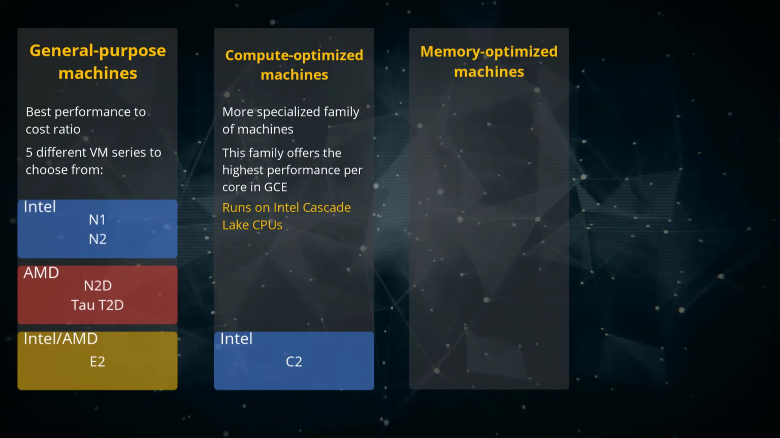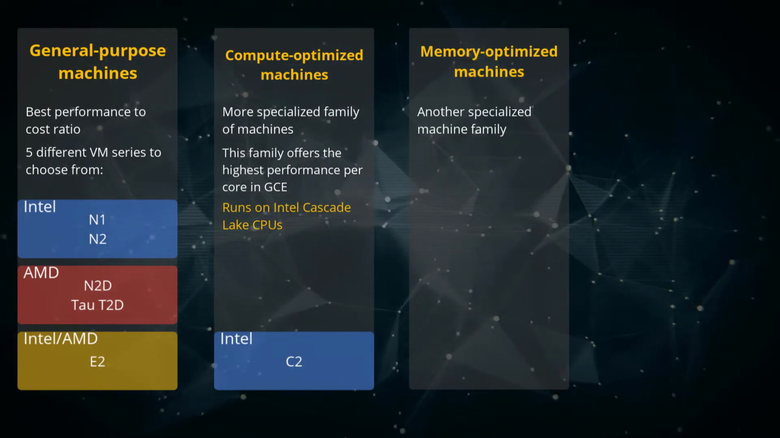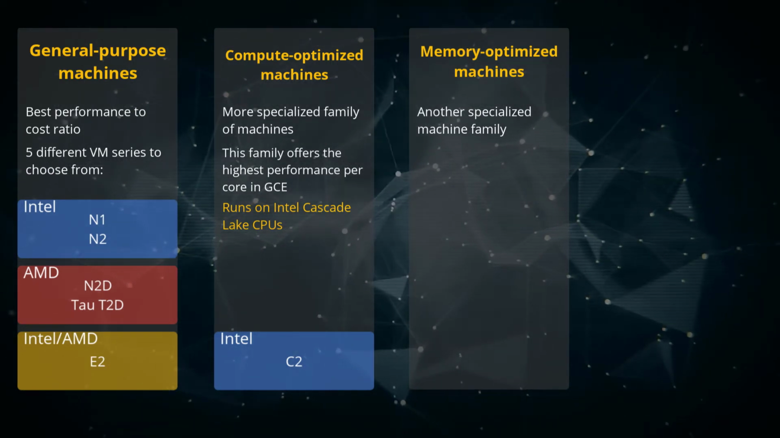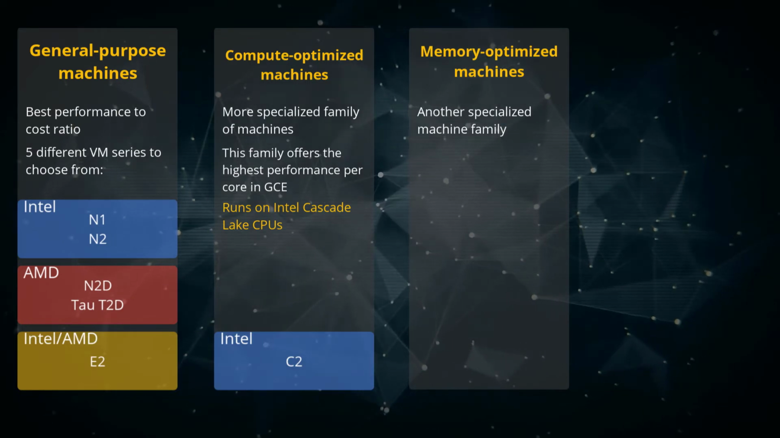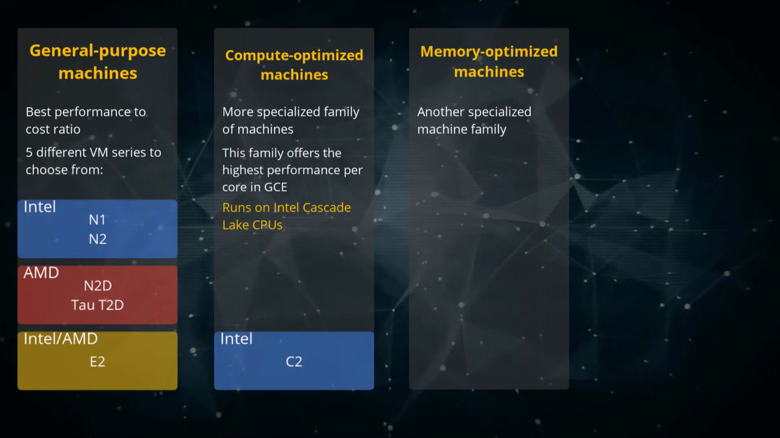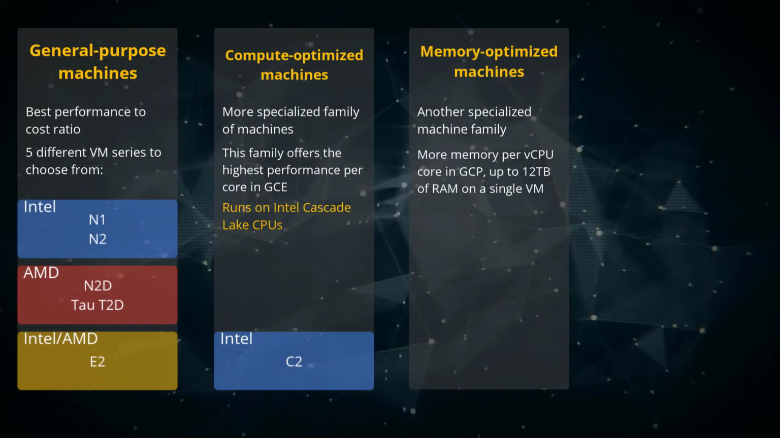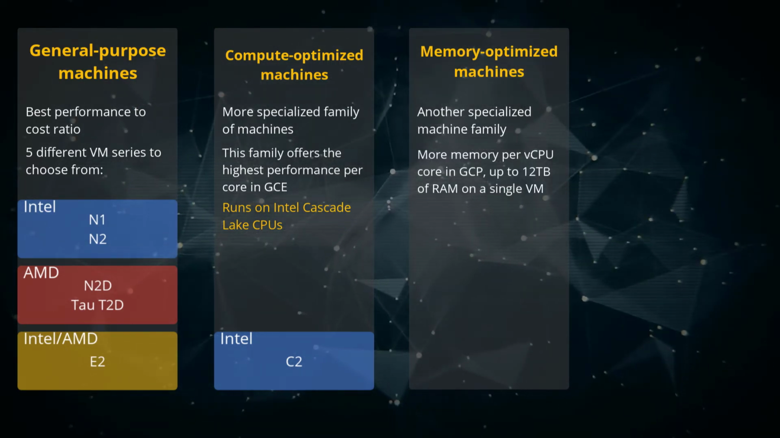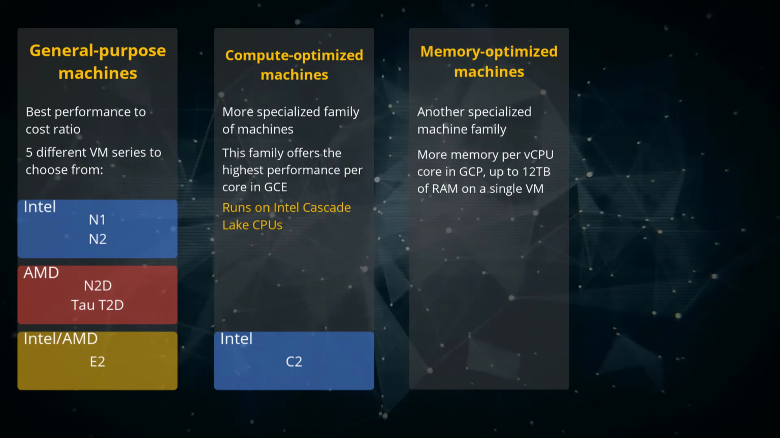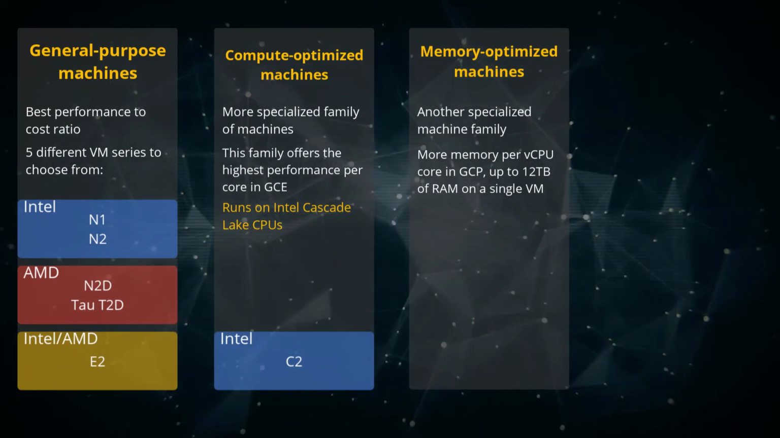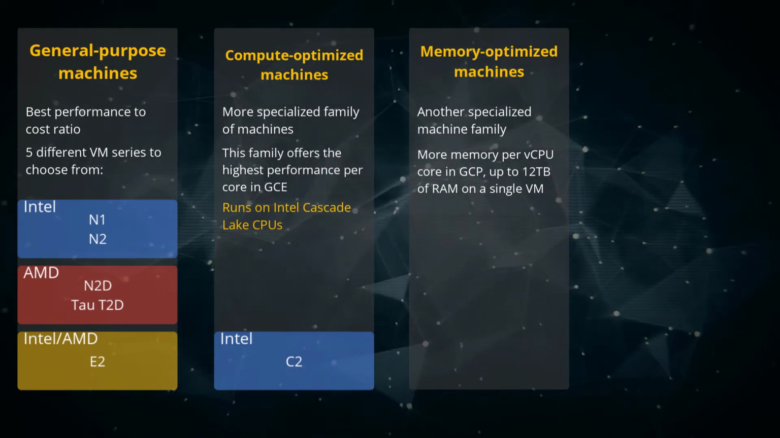The next family here, also a specialized Compute Engine VM family, is called the memory optimized VMs. This family offers VMs that are ideal for memory intensive workloads. These VMs offer more memory per core than any other machine family in Google Cloud Platform, and you can get up to 12 terabytes of memory on a single VM.